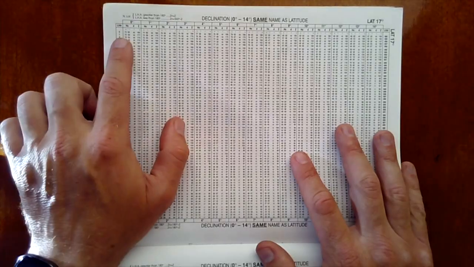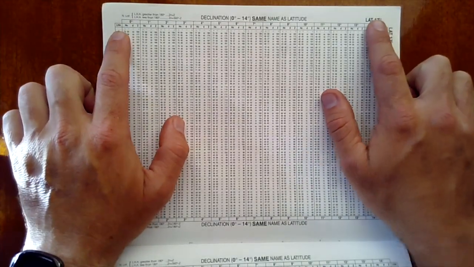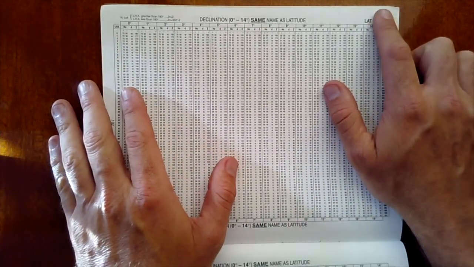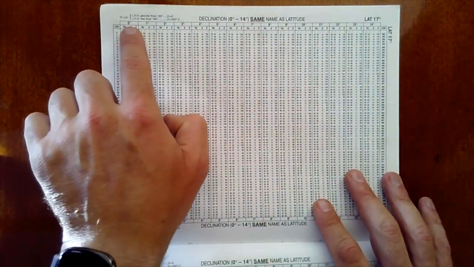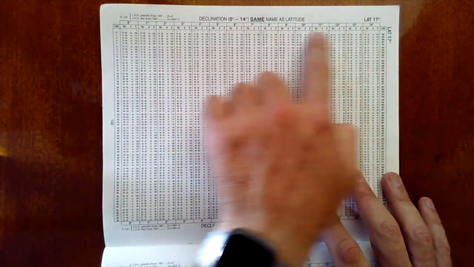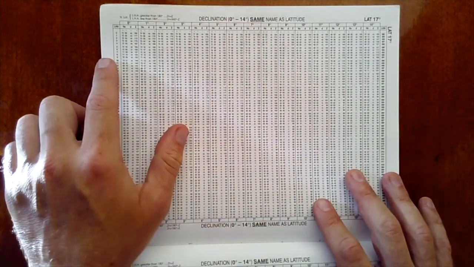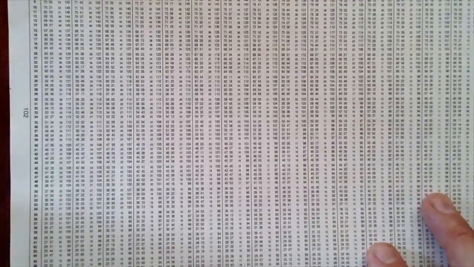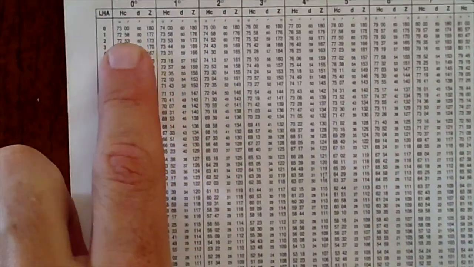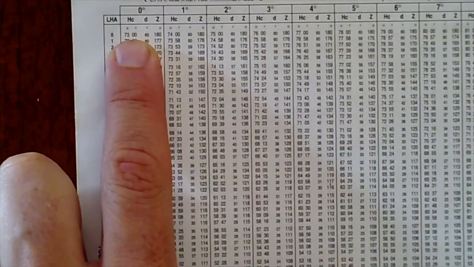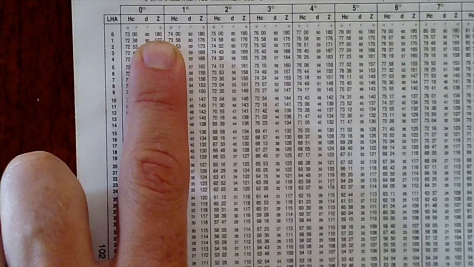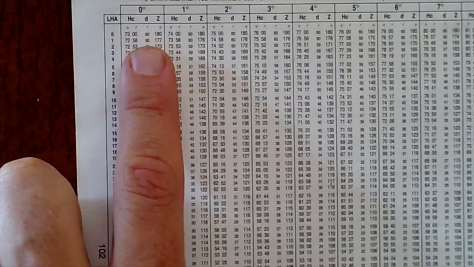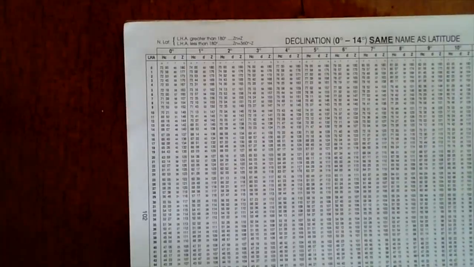With HO229, the page is based on LHA, and with HO249, the page is based on latitude and declination, and you look up the LHA that way. You will also notice the values for declination along the top, and just like HO229, the three values that we pull are HC for height computed, D for altitude difference, and Z for azimuth angle. Those will be corrected in the normal way, just like HO229.